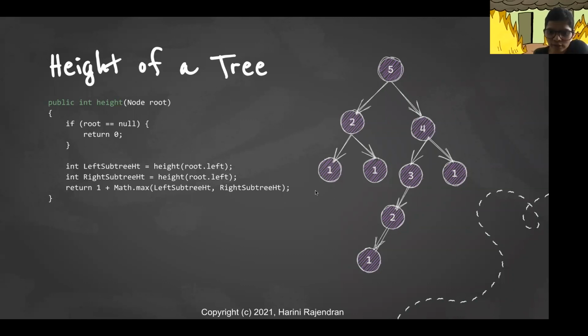is 1 because the height of the left subtree of a leaf node is 0. The height of the right subtree of a leaf node is 0 because it's all null. There are no nodes present to calculate any height. The maximum of that is again 0. So add 1 to it. The height of a leaf node is 1. So this is 1. The height of this node is 1. This node is 1. And this node is 1. So that's what I've marked there.